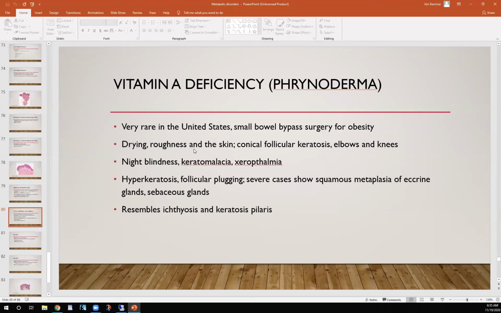Phrynoderma, again, another rare condition because we just don't see this nutritional deficiency in the US very often. In some cases of surgery, of small bowel bypass surgery, you can see it. And you get a couple of things in the skin, you get this dryness and roughness of the skin, which is caused by this hyperkeratosis and the follicular plugging, although really histologically it's not the most specific finding. It's not like you could look under the microscope and say, oh, this is obviously phrynoderma. It's not going to work that way. But under the correct clinical setting, you can certainly suggest it. And of course, you get the involvement of the eyes, which is very important. These patients can develop night blindness, keratomalacia, xerophthalmia.